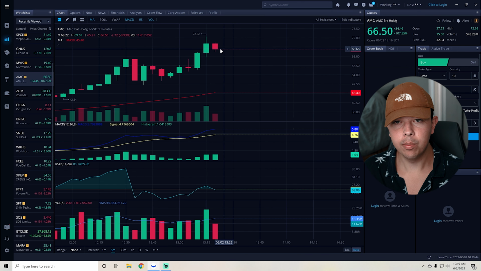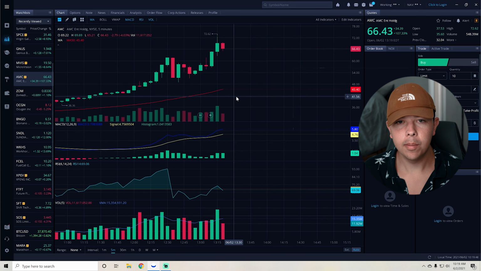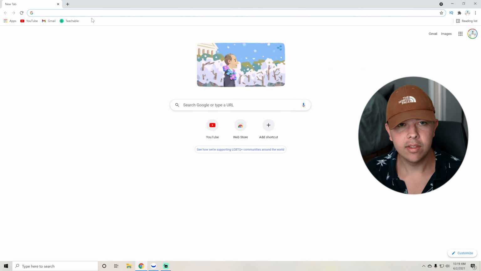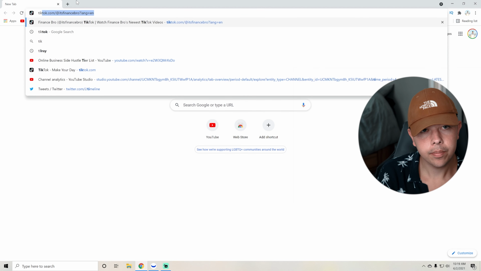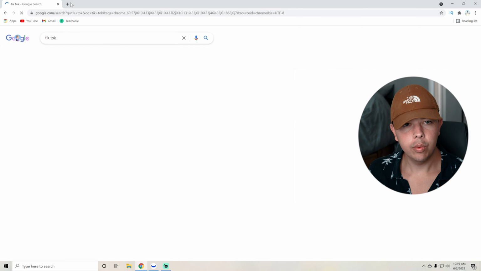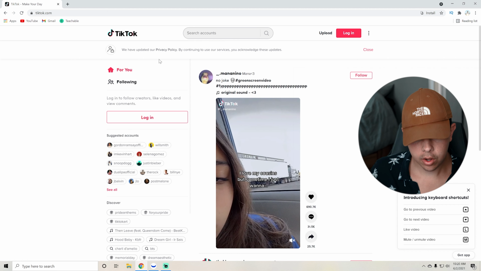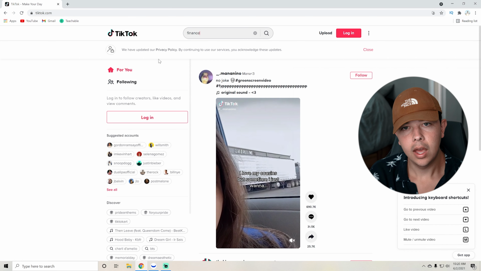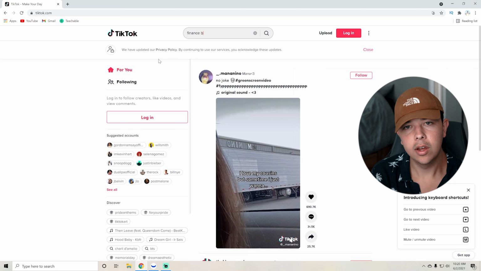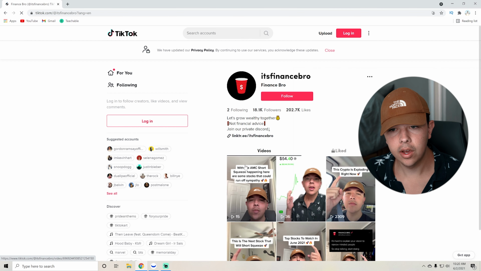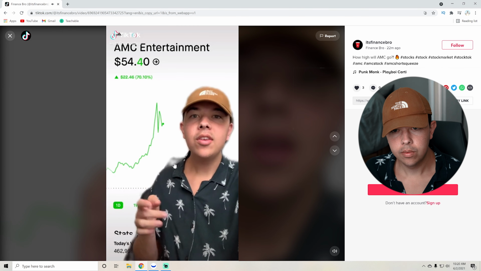It'll consolidate, it'll move slightly downwards, and then it'll break out and go up. That is what I brought up in my TikTok. If we can actually look up my TikTok right now, we can see that I brought up that there was a bull flag at about $54. And then I asked if it would break out or not, and then obviously it did. But here we go. Guys, the AMC squeeze has officially begun.